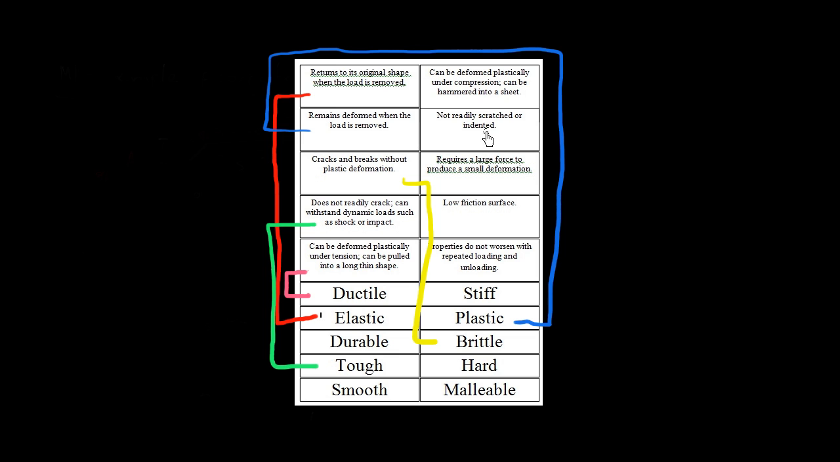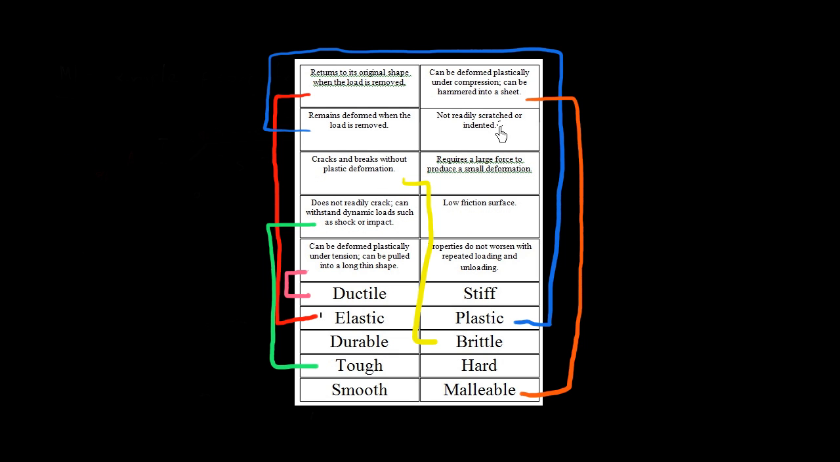Now let's see on the other one. Can be deformed plastically under compression and can be hammered into a sheet. So something that can be hammered into a sheet instead of a wire. Long thin shape would be a ductile material, but a sheet is more to do with a malleable material. So similar really in some ways to ductility, but here into sheets we talk about malleable. So what do we have left? We haven't found anything durable, we haven't found smooth, we haven't found stiff, and we haven't found hard. Let's see if the next four we can fit them in and they all make sense.